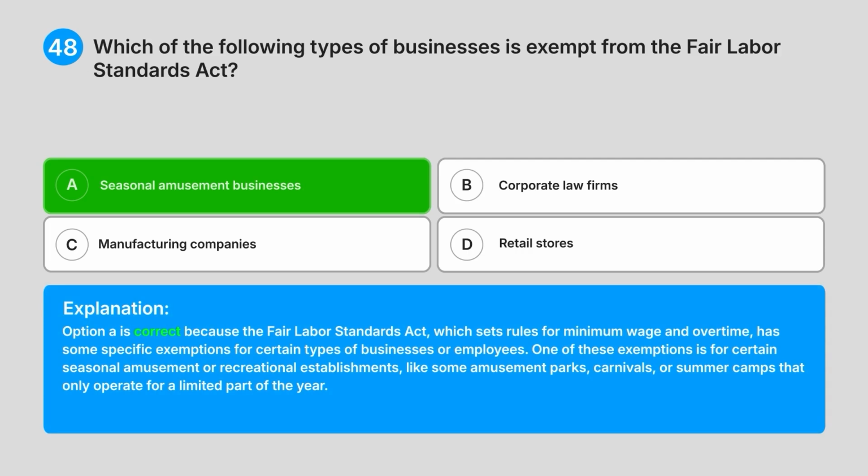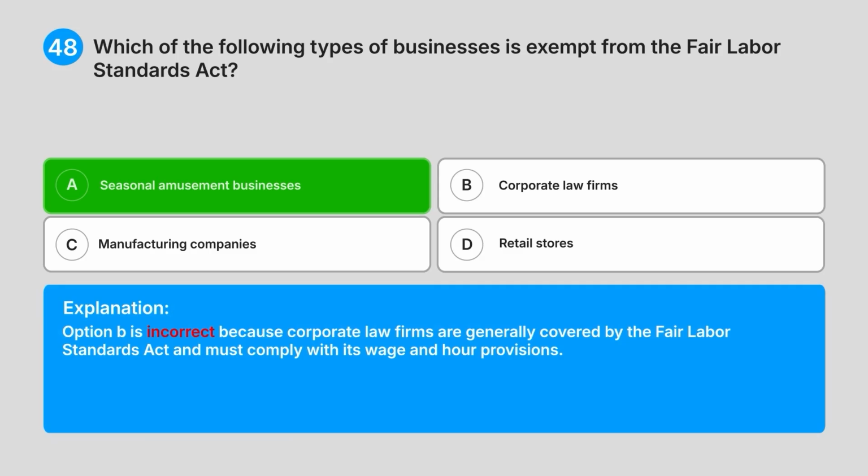Explanation. Option A is correct because the Fair Labour Standards Act, which sets rules for minimum wage and overtime, has some specific exemptions for certain types of businesses or employees. One of these exemptions is for certain seasonal amusement or recreational establishments, like some amusement parks, carnivals, or summer camps that only operate for a limited part of the year.